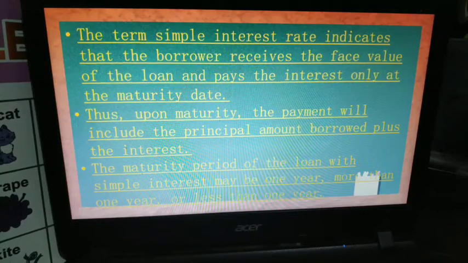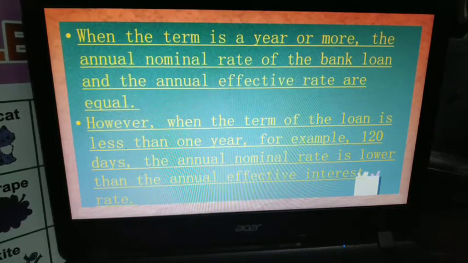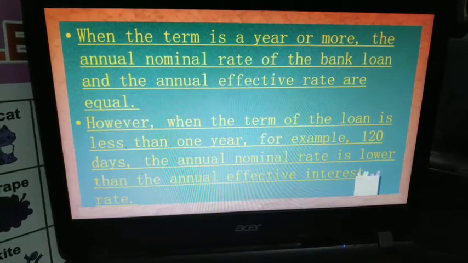When the term is a year or more, the annual nominal rate of the bank loan and the annual effective rate are equal. However, when the term of the loan is less than 1 year, for example, 120 days, the annual nominal rate is lower than the annual effective interest rate. So there are differences depending on the term of the loan.